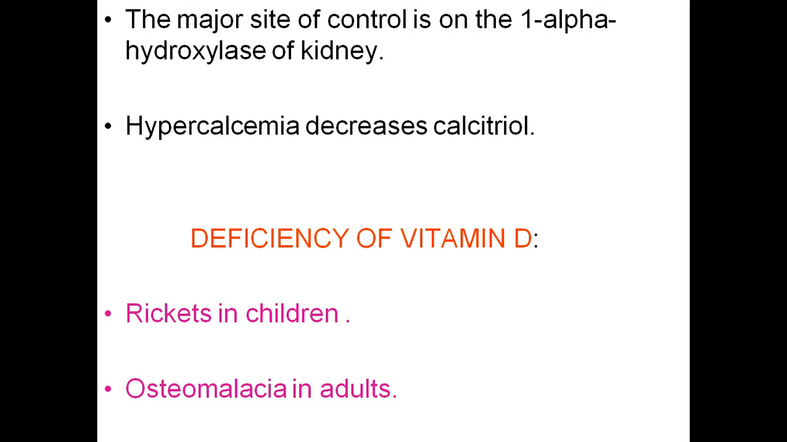Now hypercalcemia. Hypercalcemia means increased calcium levels in the blood. This hypercalcemia decreases the production of calcitriol, or vitamin D. Now, deficiency of vitamin D results in rickets in children and osteomalacia in adults.